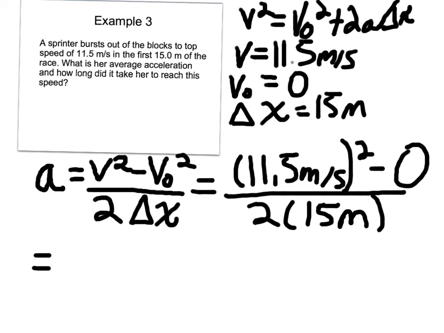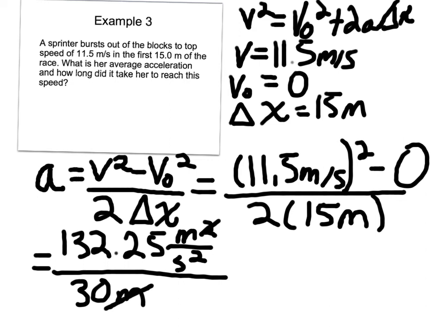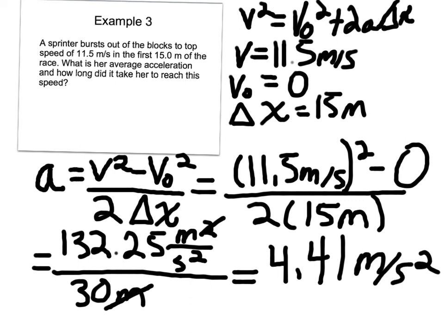11.5 squared is 132.25 meters squared per second squared. Notice that the units get treated just like variables, they get squared too. 2 times 15 is 30 meters. Do that division, 132.25 divided by 30. Notice that one of the meters will cancel with one of the meters, and we're left with 4.4, I'm going to round to 4.41 meters per second squared. Alright, that's the first part of the problem.